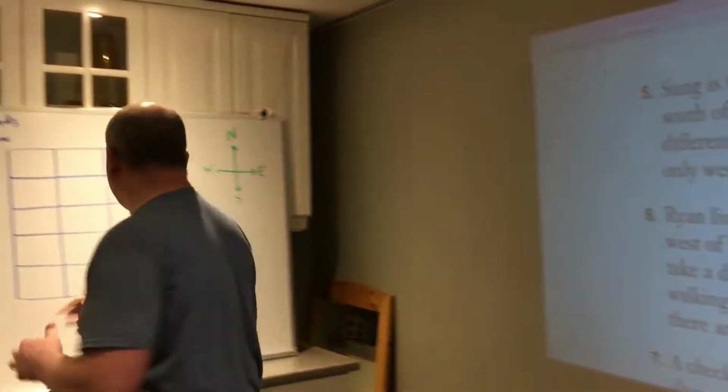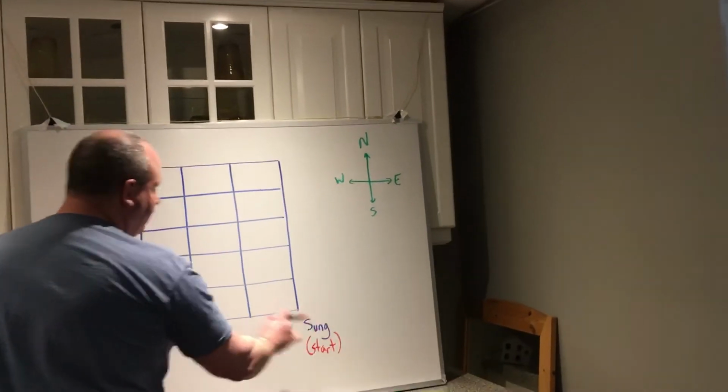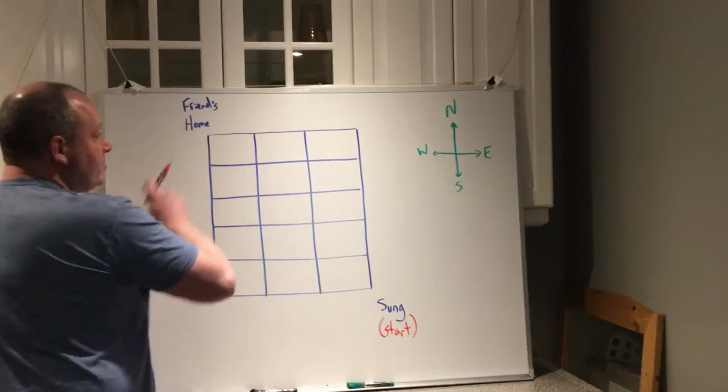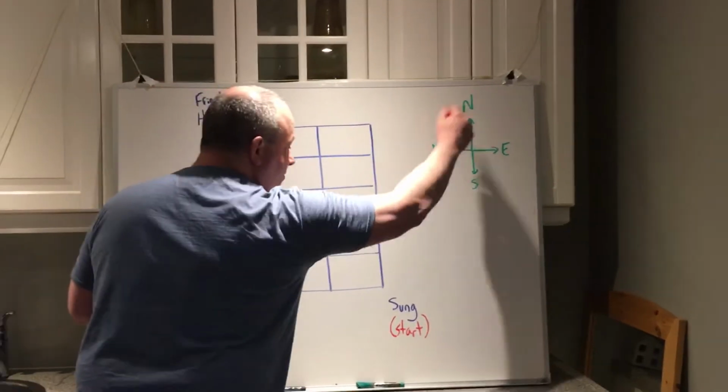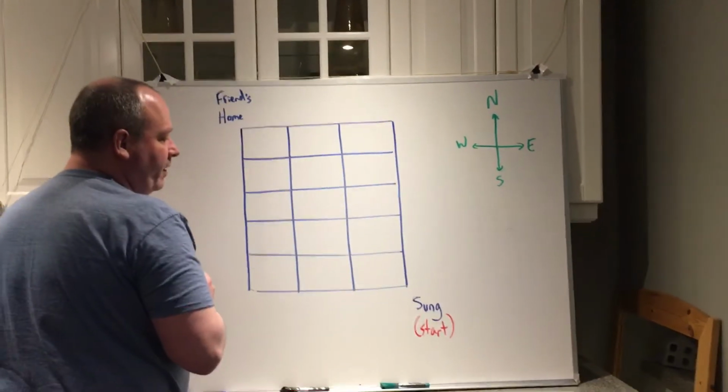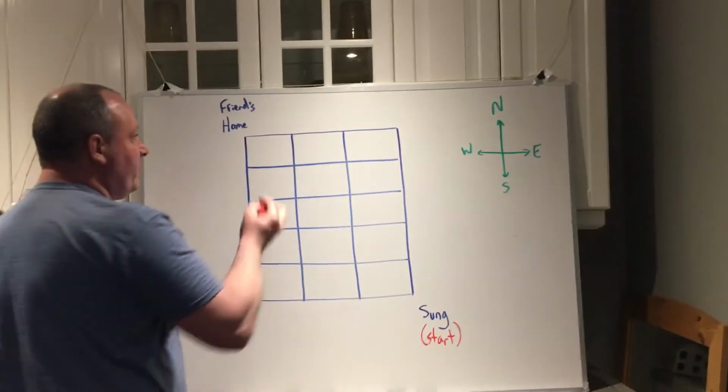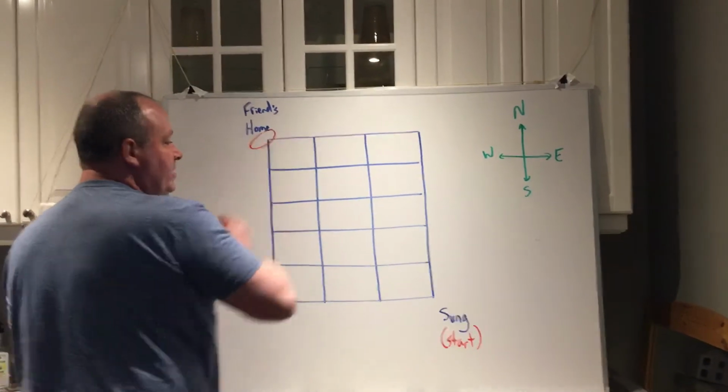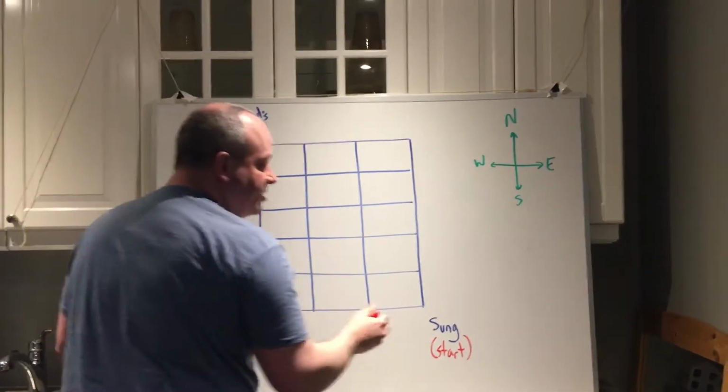Okay, so I've already got this set up here. Sung's down here, again, east and south of her friend's home. Okay, north, south, east, west, there is there. And so we're counting the number of ways that you can get there. So we want to know the number of ways that you can get to this particular point. Okay, again, we take small steps.